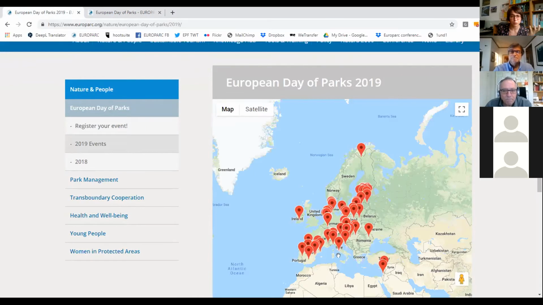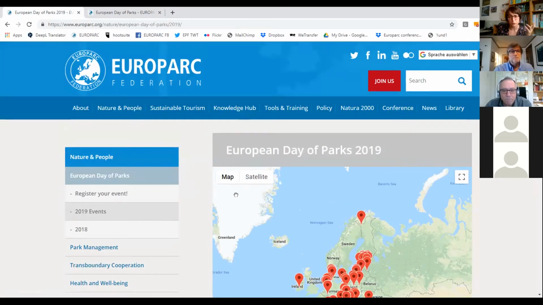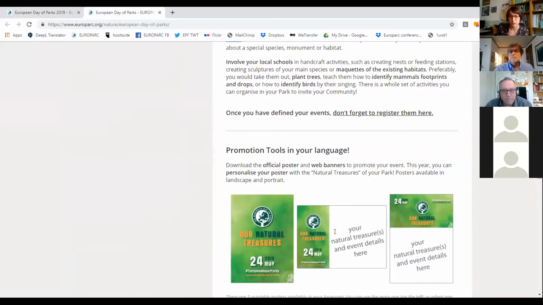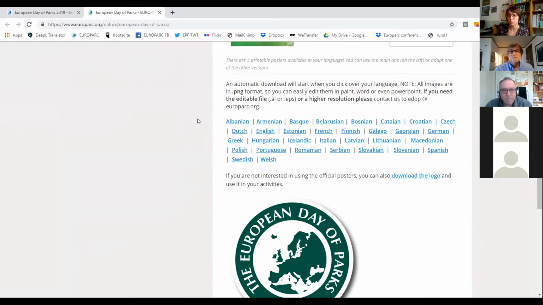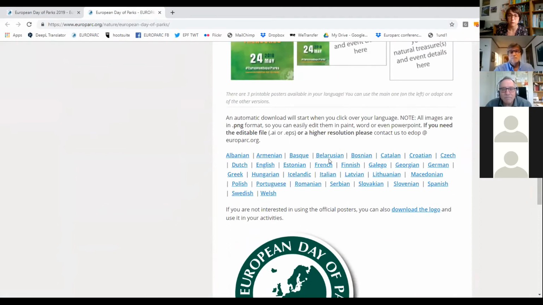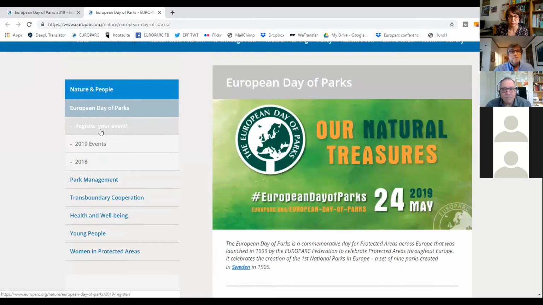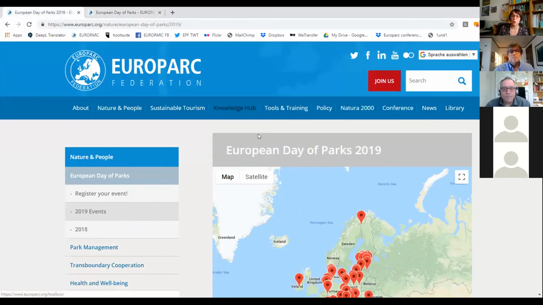This is an overview of the map of some events that are taking place. And it's very easy to find on our website. Again, you go to Nature and People, and then it's the first one, European Day of Parks. And apart from all the materials that we produced in, I don't know, 30 languages for now, the materials are available in many, many languages. You can use those promotional materials and then register your events here, so we can be displayed on the European Day of Parks map. So this is an open call to all of you.